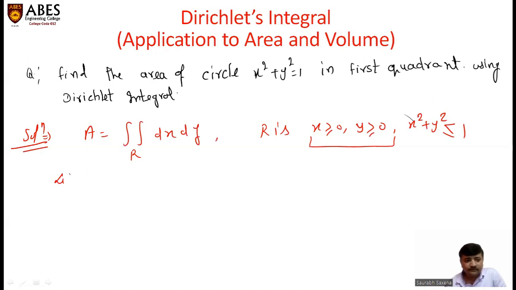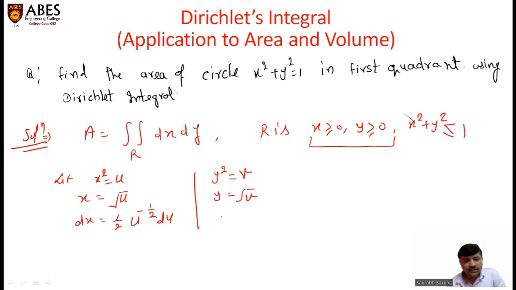So let x square equal u. We get x equals root u, and dx equals 1 by 2 u raised to the power minus 1 by 2 du. Similarly, let y square equal v, y equals root v, and dy equals 1 by 2 v to the power minus 1 by 2 dv. And the formula for area is double integral. Now in place of x and y, we will now have u and v in the system.